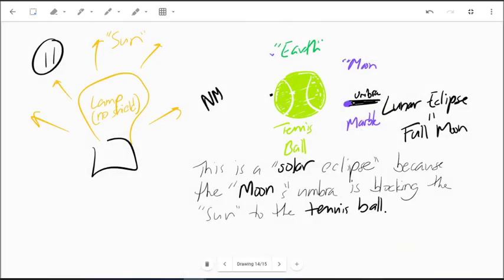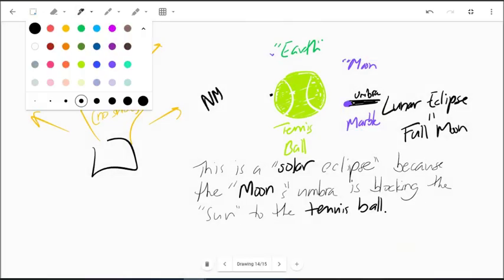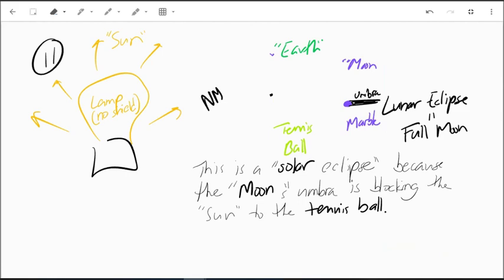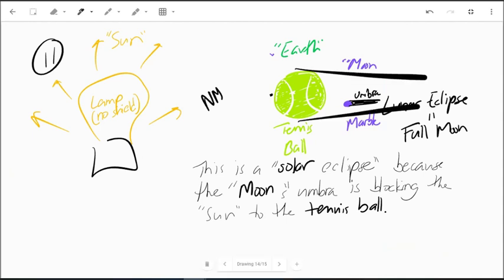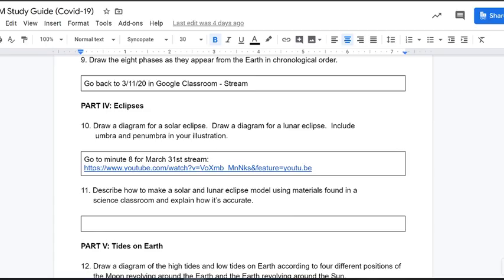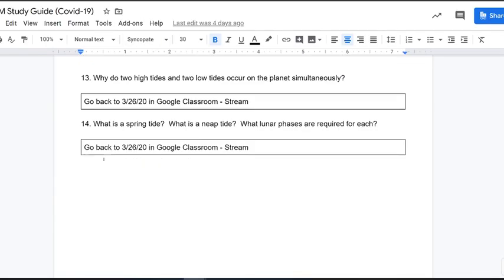Okay, now it's the Earth's umbra. Whoops, I erased my Earth. Now it is the Earth's umbra, and now that's a lunar eclipse because now the moon is moving into the umbra of the Earth. All right, that was number 11, and that finishes part 4.